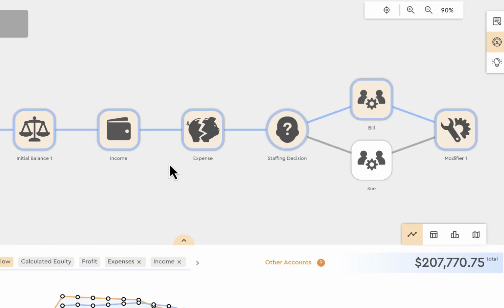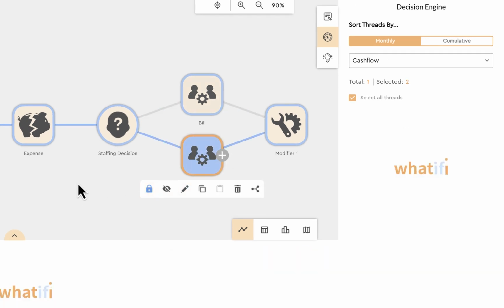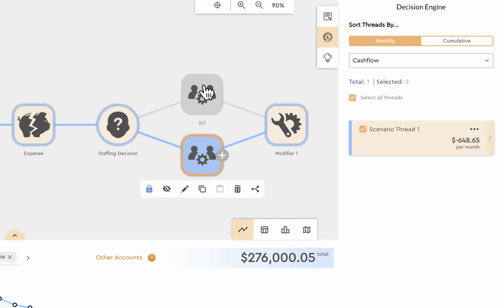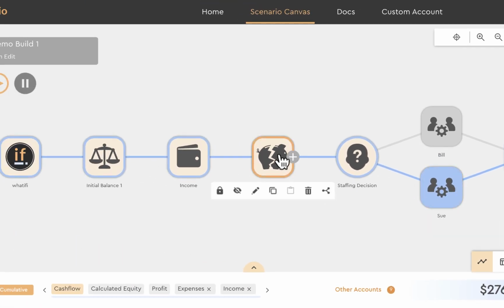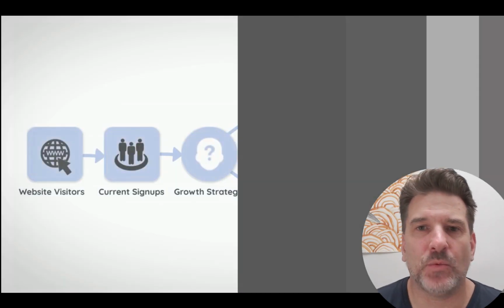We can also at any particular stage choose to lock some events in. So maybe we're choosing to hire Sue. That will take us down to one singular scenario thread in calculation now. We can also choose to bypass events on the fly to see what happens if we take our expenses out of our graph. And that's a brief sneak peek at whatifi.